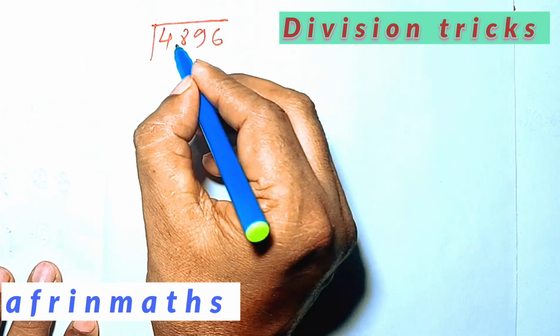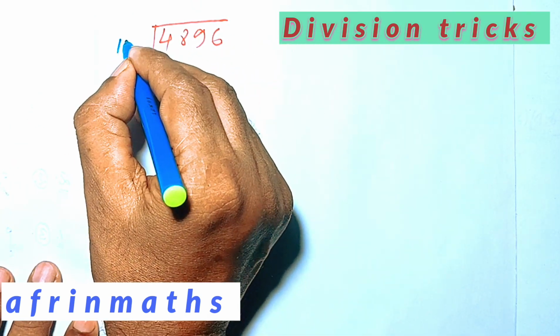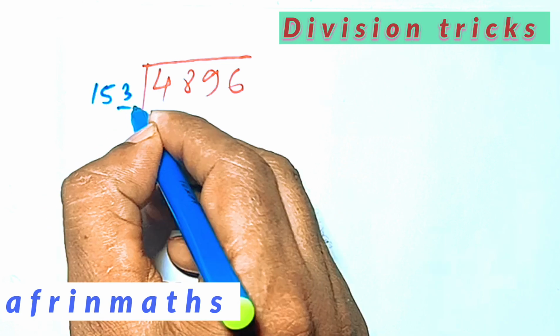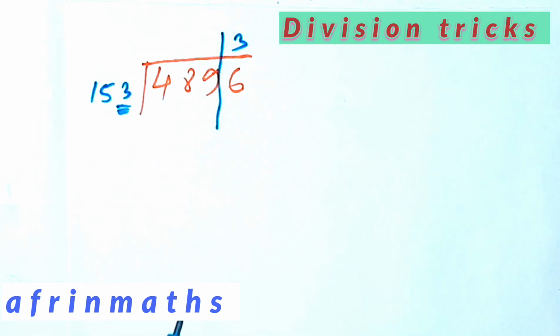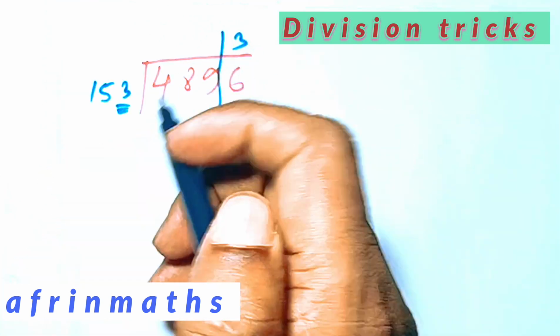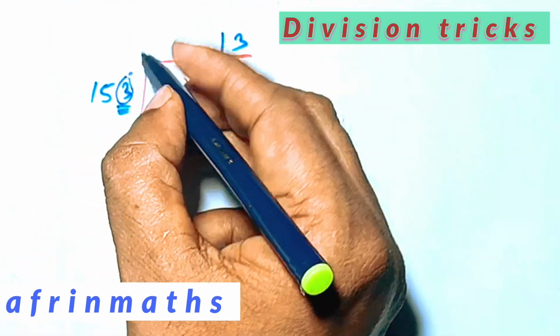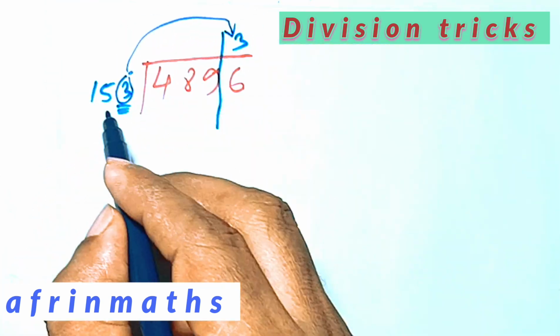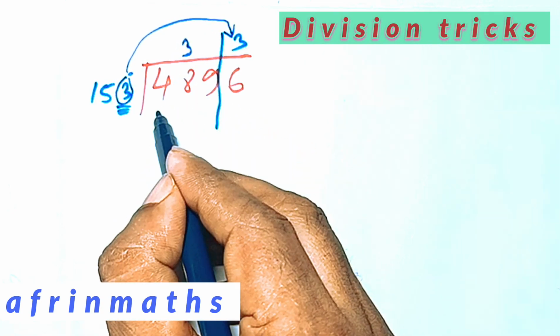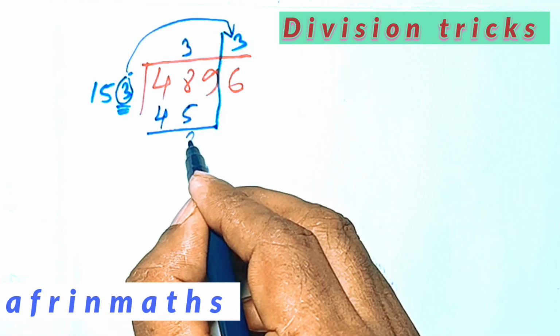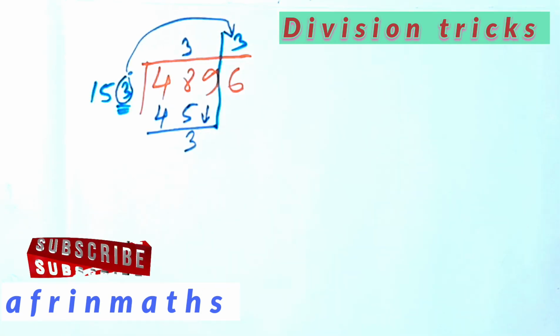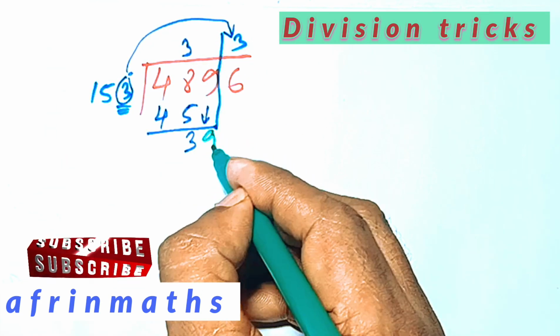Now let us divide 4896 with 153. So this 3 will come up here, so 15, this one goes up here, so 15 3 is 45, 8 minus 5 is 3, this 9 comes down, so we write 39.